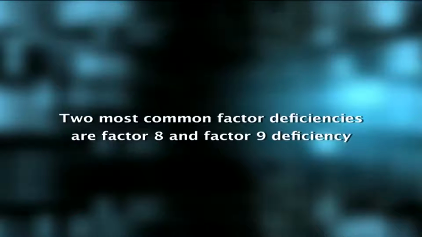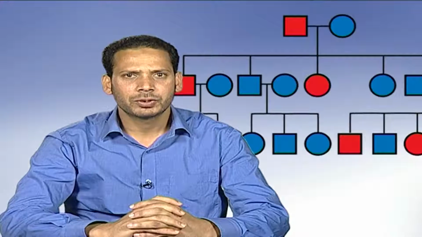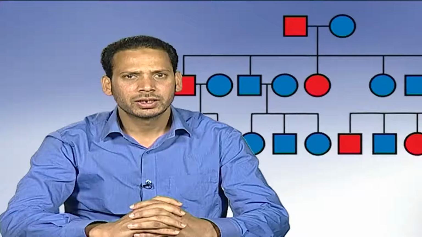The two most common factor deficiencies are factor 8 and factor 9 deficiency. The most common affects 80% of the hemophilia population, those with hemophilia A.